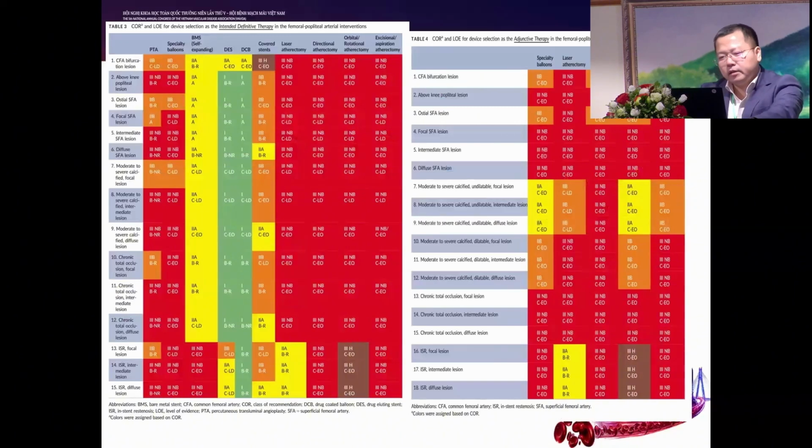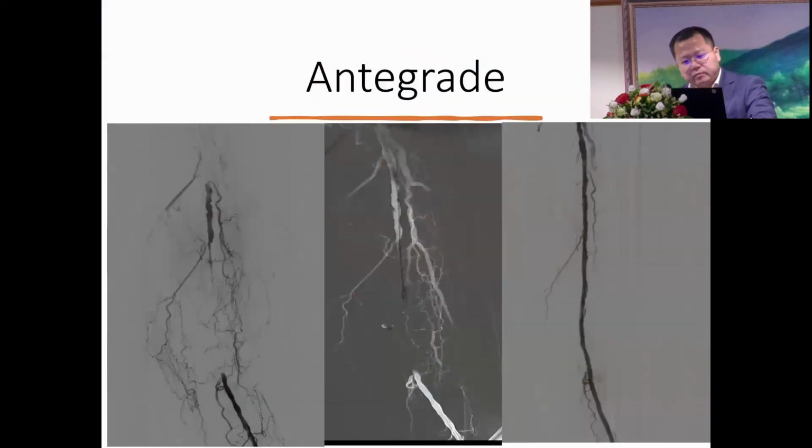The recommendation about SFA CTO is to use only drug-coated balloon and drug-eluting stent, and sometimes we only need POBA. The result is good, but sometimes we don't have the support, or it's very expensive, so we can do it with a simple thing.